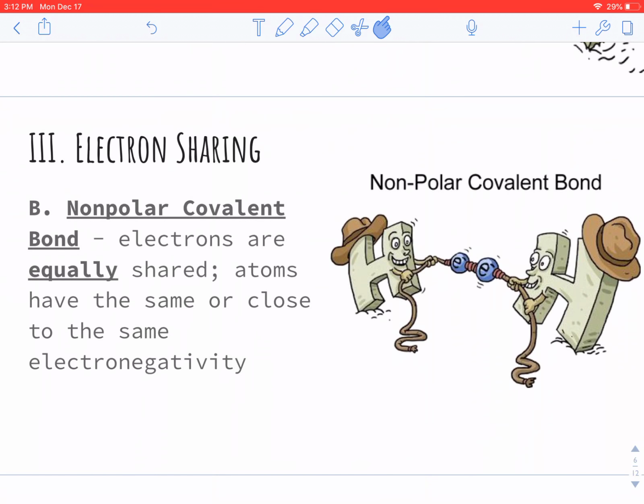On the other hand, if the elements have the same electronegativity or just very similar electronegativities, then you'll have a nonpolar covalent bond. So in this case, the electrons are shared evenly. They're not going to be closer to one element or the other, so it's going to be a very neutral atom, and you're not going to have positive or negative regions.